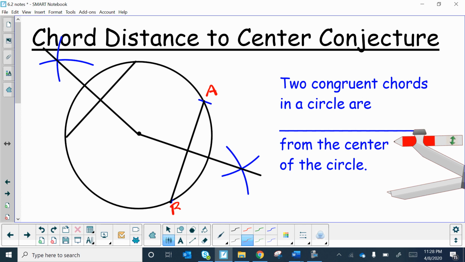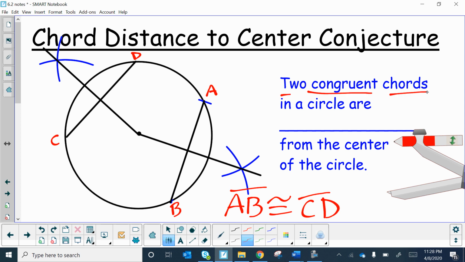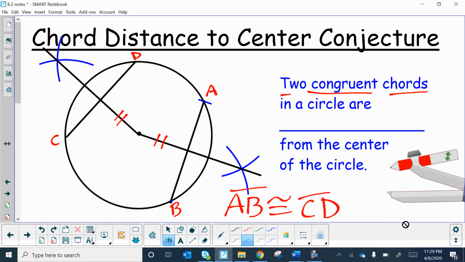A, B, C, and D. So AB is congruent to CD because we have two congruent chords. Okay, and then it's asking how the distance from the center is, and this piece was equal to this one. So whenever you have two congruent chords, they're going to be the same distance from the center.